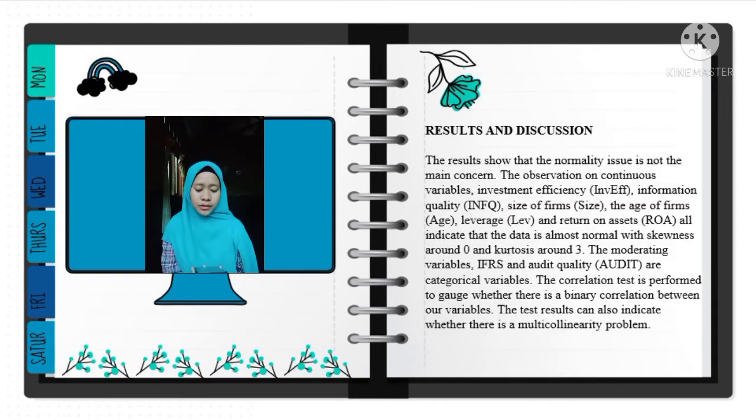Results and discussion. The results show that normality is not the main concern. The observations on continuous variables, investment efficiency or ENVEF, information quality or ENFQ, size of firm, age of firm, leverage, and return on asset, all indicate that the data is almost normal, with skewness around 0 and kurtosis around 3. The moderating variables, IFRS and audit quality, are categorical variables. The correlation test is performed to gauge whether there is a binary correlation between our variables. The test result can also indicate whether there is a multicollinearity problem.